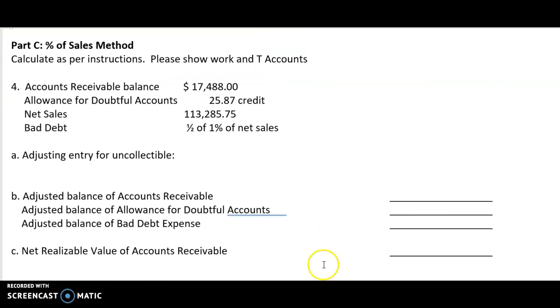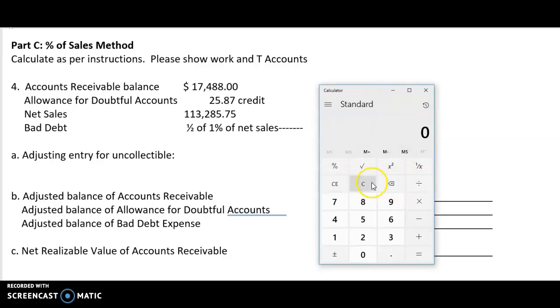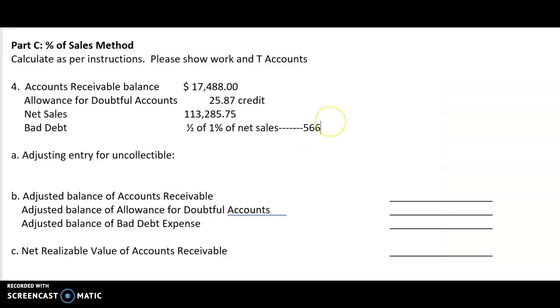Looking down below at this problem, I hope our practice helped. So the first thing you have to figure out is this net sales category. So I'm going to take, we have total sales. I like to do it this way. You can do numbers 17, nope, that's accounts receivable. 113,285.75, and it's 0.01 for 1%, and then you're taking half of that number, so divide it by 2, 0.5%, 566.43. All right, so that is going to be my bad debt expense.